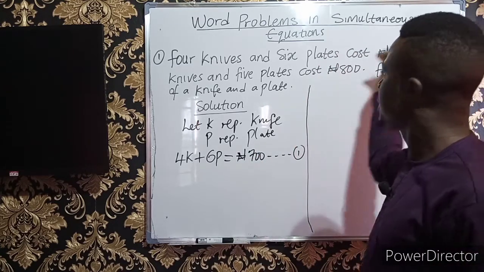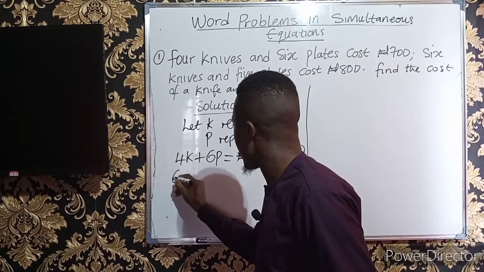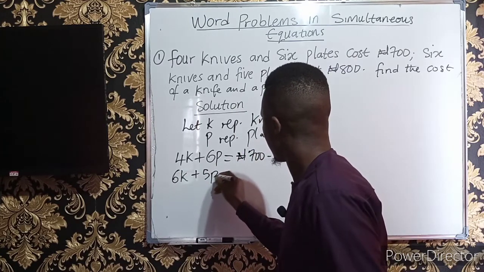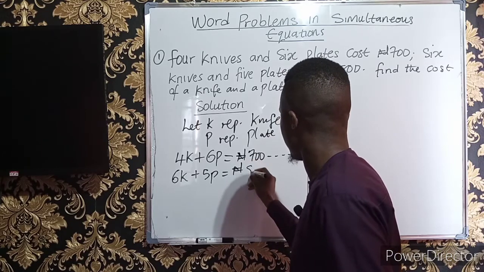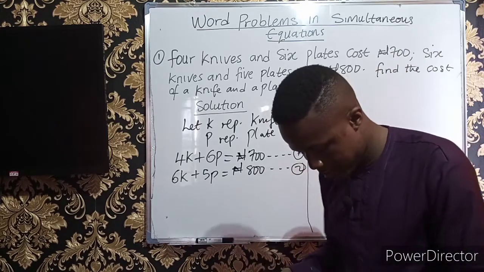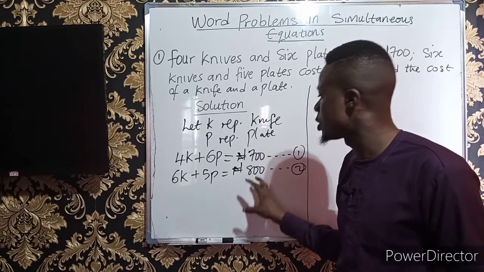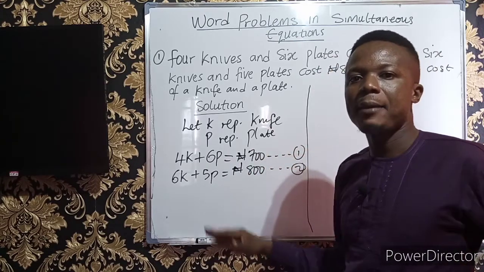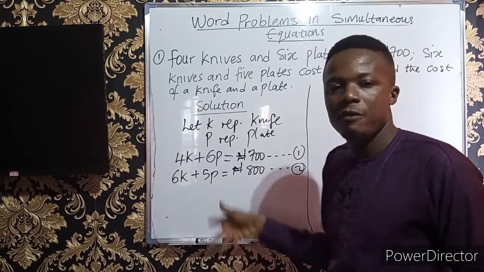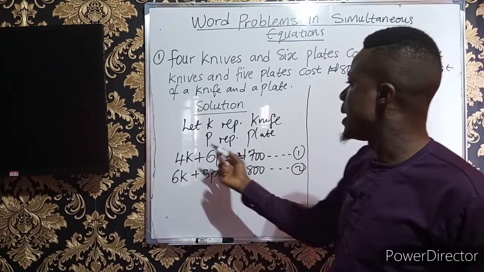In the second sentence, 6 knives and 5 plates cost 800 naira. So I will call this equation 2. So I can now employ the usage of elimination method of solving simultaneous equation to solve this. And before I must eliminate a particular variable, I must make sure that the coefficients of the variable I wish to eliminate are equal. So now let me eliminate K.